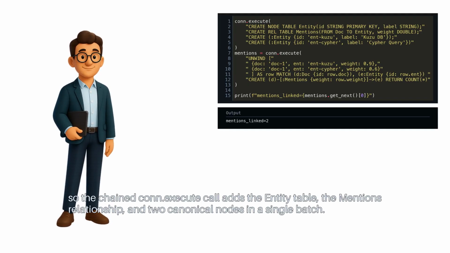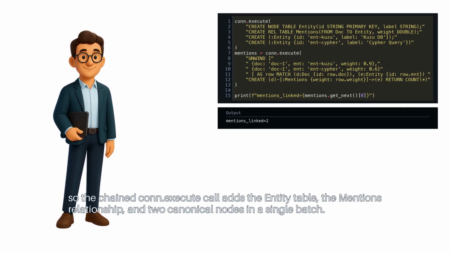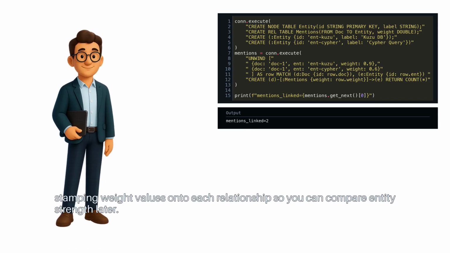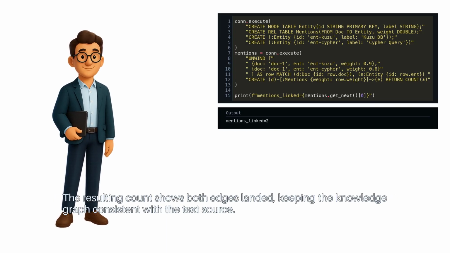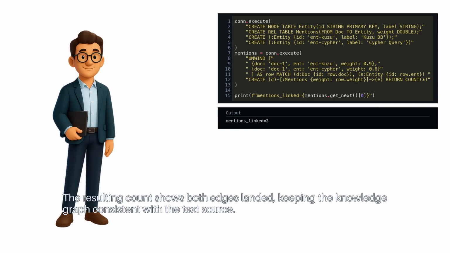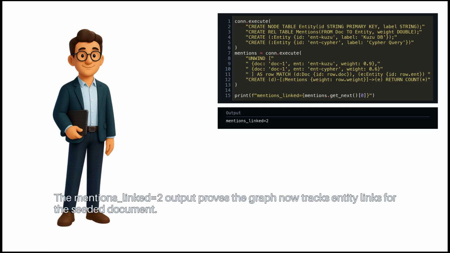So the chained con.execute call adds the entity table, the mentions relationship, and 2 canonical nodes in a single batch. The unwind clause then fans out local tuples directly inside Cypher, stamping weight values onto each relationship so you can compare entity strength later. The resulting count shows both edges landed, keeping the knowledge graph consistent with the text source. The mentions linked equals 2 output proves the graph now tracks entity links for the seeded document.